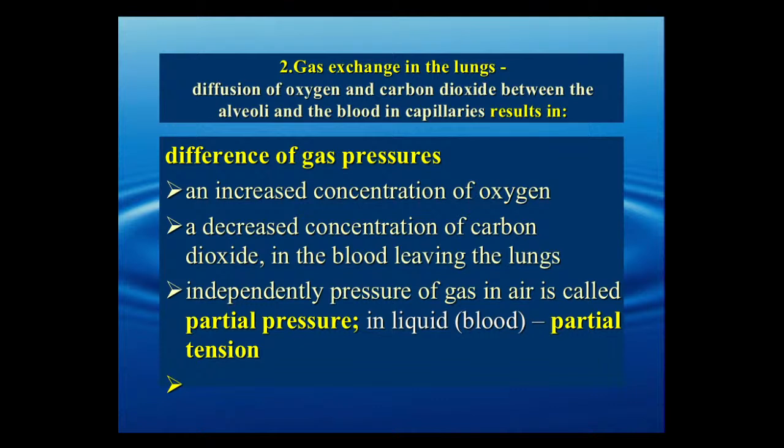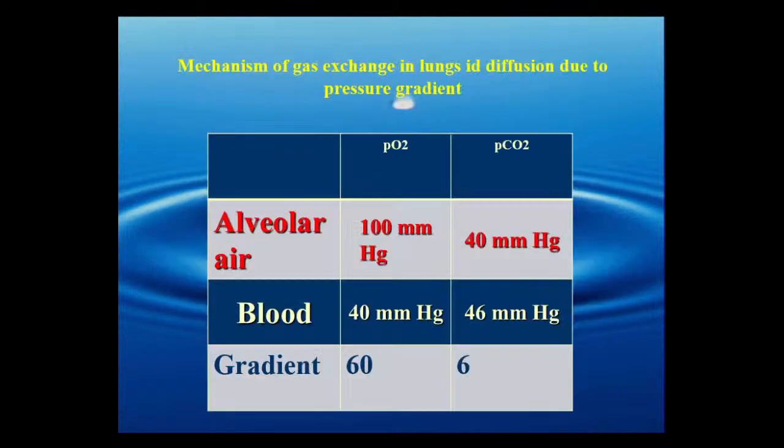The pressure of a gas in air is called partial pressure. You should know these terms in order to describe this process. And in a liquid, in blood, it is called partial tension. You can see these differences here. In alveolar air, we have approximately 100 millimeters of mercury partial pressure of oxygen, and in the blood of the capillaries in the lungs we have only 40 millimeters of mercury. For carbon dioxide, we have the opposite difference. In alveolar air, we have less partial pressure of carbon dioxide, and in blood, we have 46 millimeters of mercury partial tension.